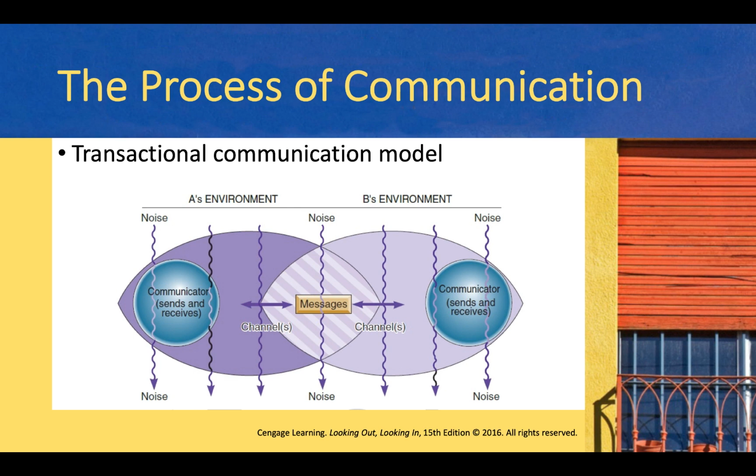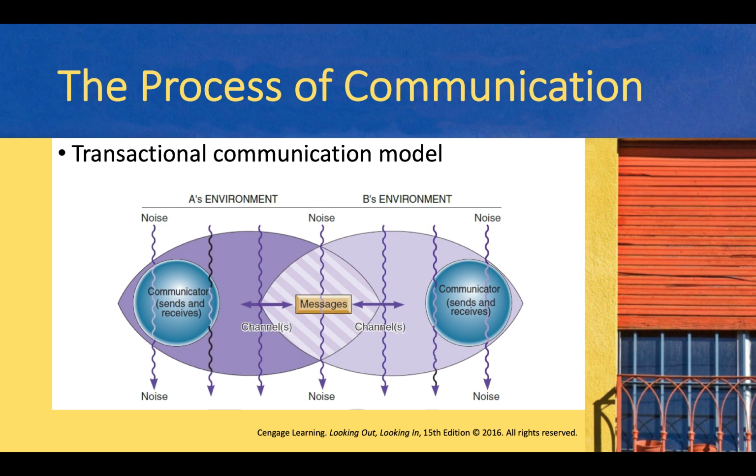The transactional model also retains the concept of noise, but with a broader focus. In the linear model, the focus is on noise in the channel, also known as external noise. For instance, loud music or too much cigarette smoke in a crowded room might make it difficult for you to pay attention to the other person. The transactional model shows that noise also resides within communicators.